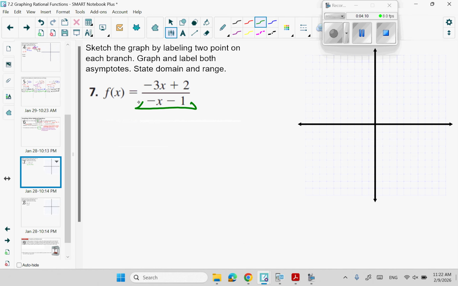Let's set our denominator equal to 0: -x minus 1 equals 0, and solve. So add 1 to both sides: -x equals 1. Divide by -1 on both sides. We get x equals -1 for my first asymptote.